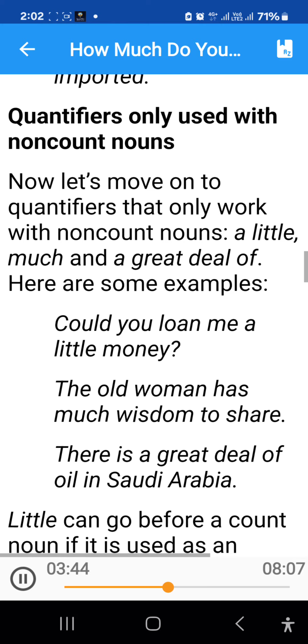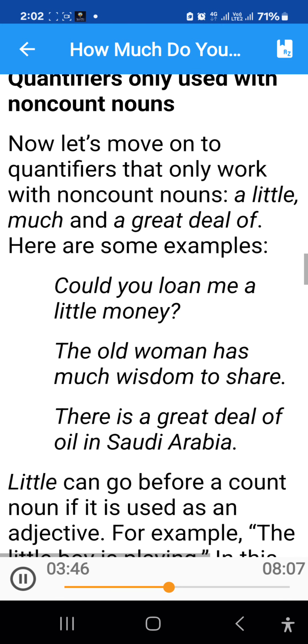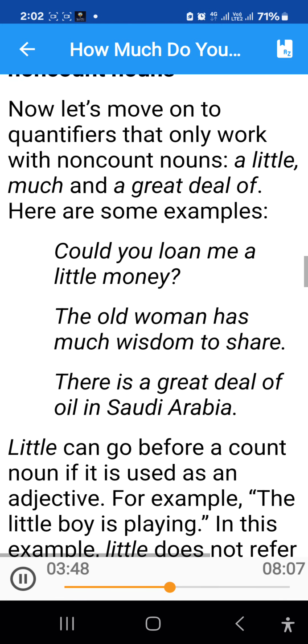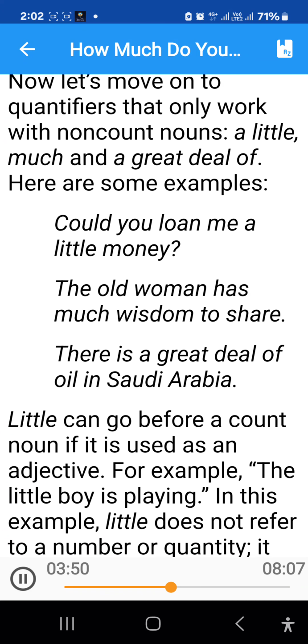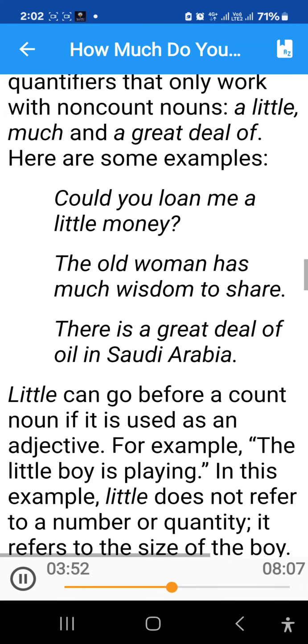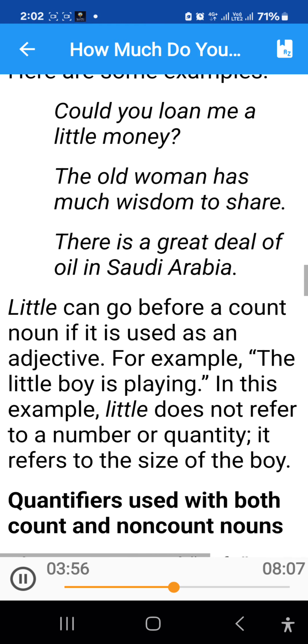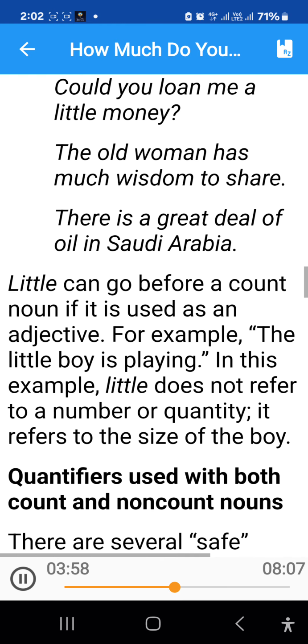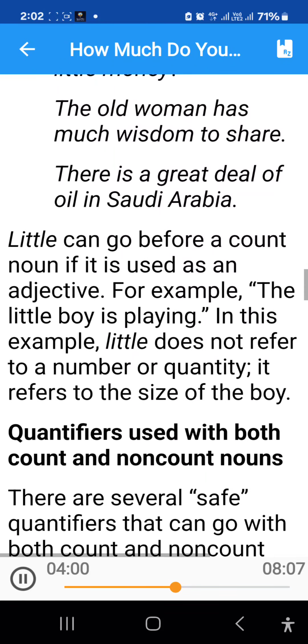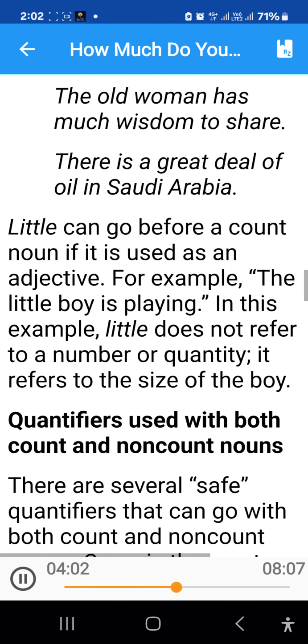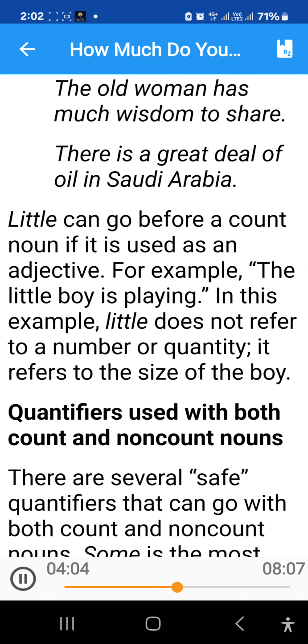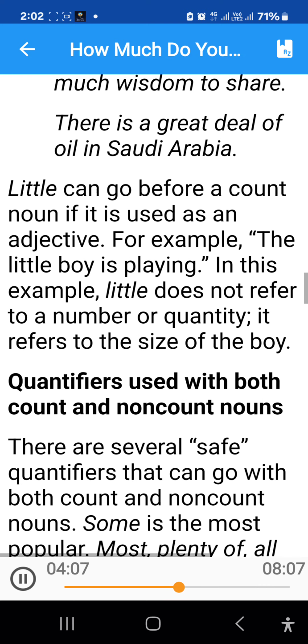Now, let's move on to quantifiers that only work with non-count nouns: a little, much, and a great deal of. Here are some examples. Could you loan me a little money? The old woman has much wisdom to share. There is a great deal of oil in Saudi Arabia.